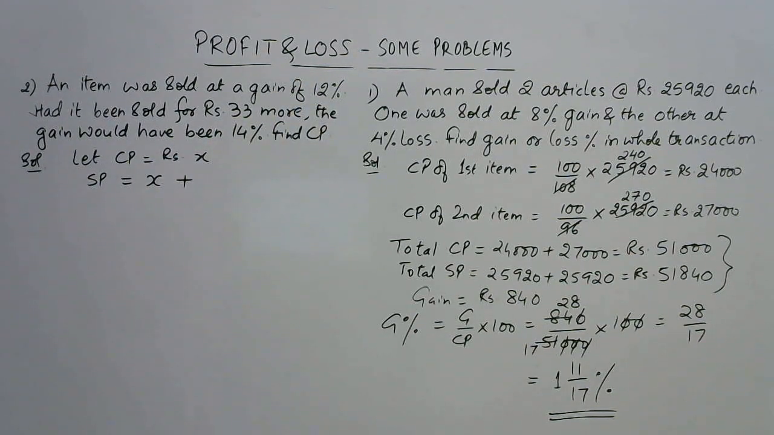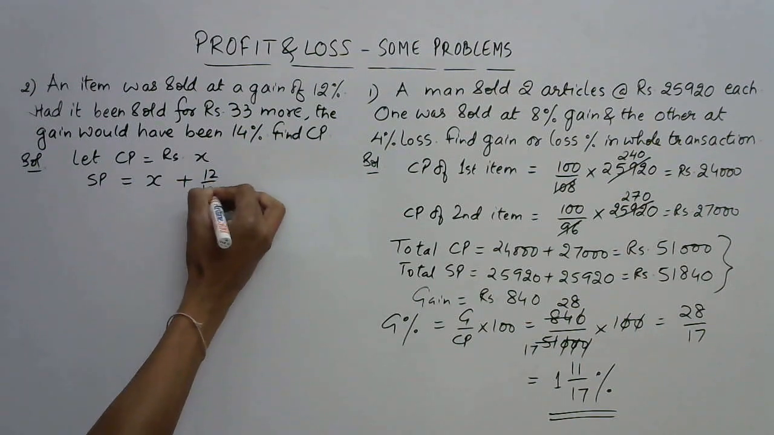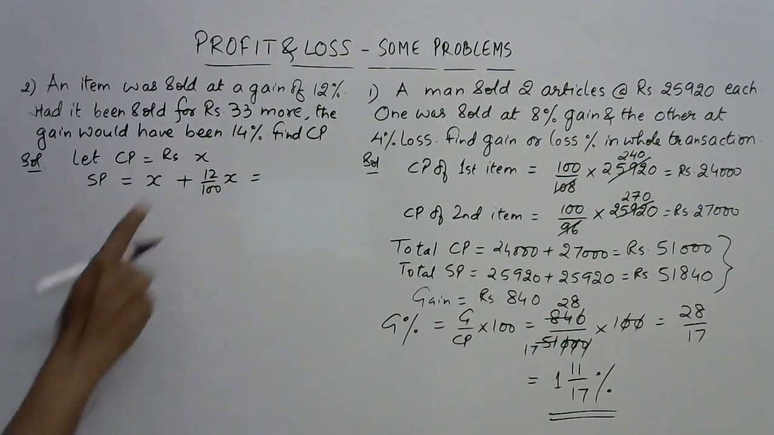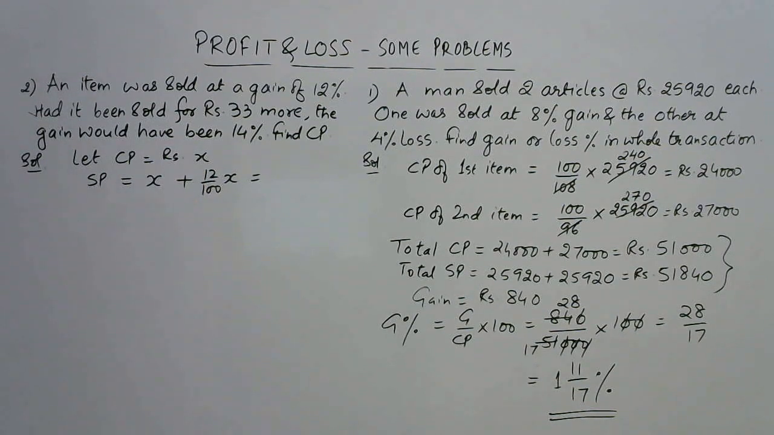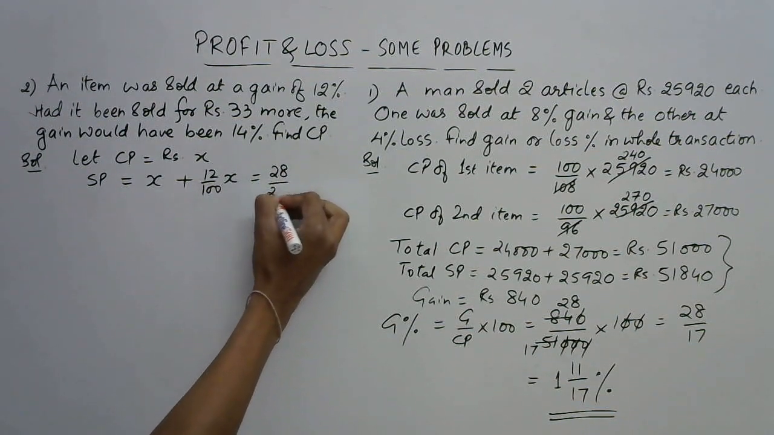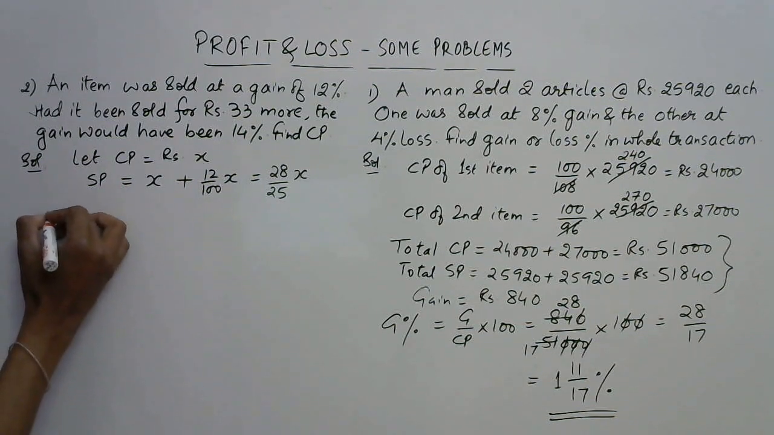In the first case, the gain is 12%. So 12% of X. Now this will be 112 by 100, which will be cancelled by 4. So this will be 28X upon 25. Now this is the selling price in the first case. Now what about the second case? New selling price.